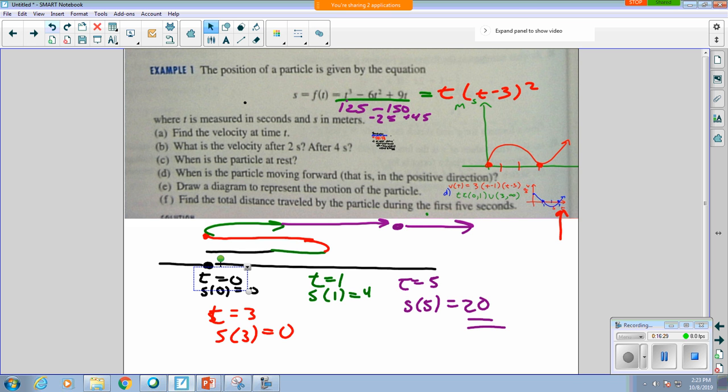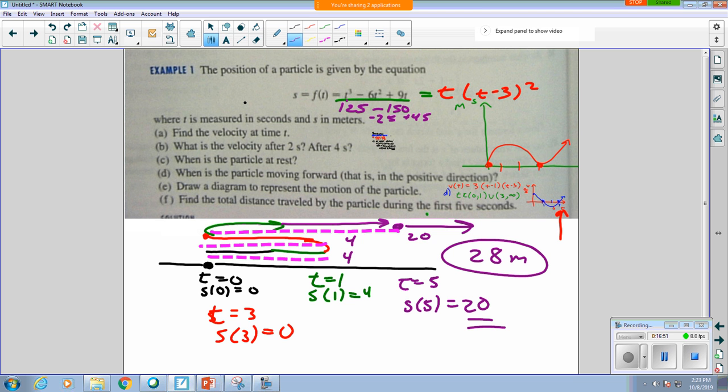4 out, and again, if I do this in marker here, 4 out, 4 back. And then what do I do? From time 3 to 5, I travel out 20. Well, everybody, you have to pick these distances up in purple here. So it's 4, 4, and 20. Everybody, the distance this particle traveled in the first 5 seconds is 28 meters. What's its position at time 5? 20 meters. But this sucker went forward and then backwards before it went forward again. All right? And everybody, we have just used a polynomial function that describes the position of a particle way back up here to not only find the velocity, but its position and its distance.